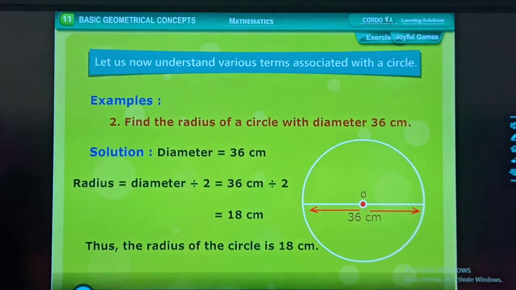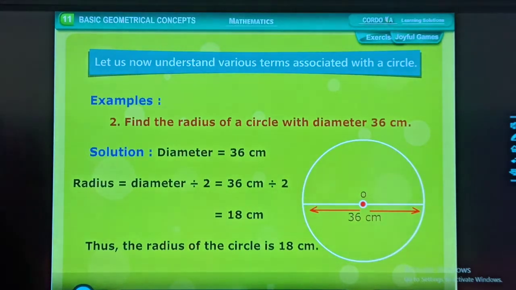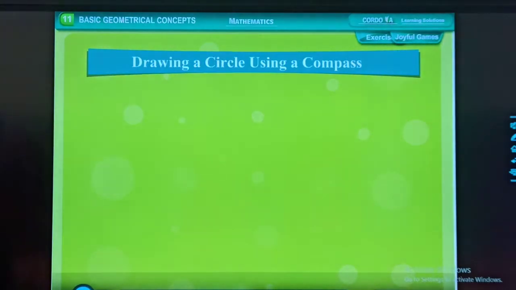Radius is equal to diameter divided by 2, is equal to 36 centimeter divided by 2, is equal to 18 centimeter. Thus, the radius of the circle is 18 centimeter. Drawing a circle using a compass.